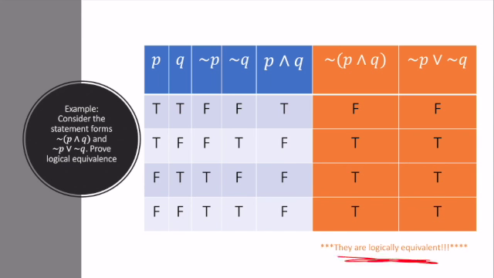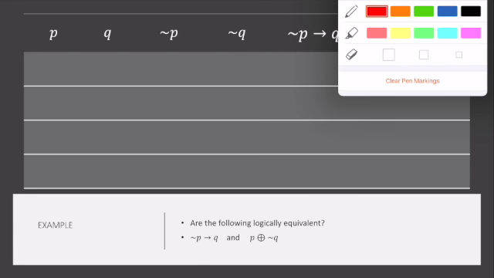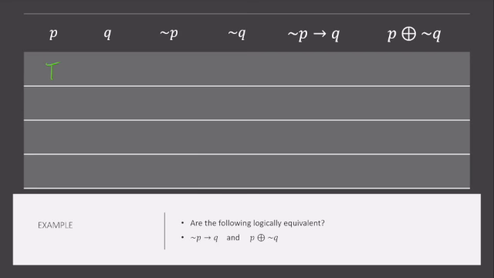Let's check out one more example. So I have, are the following logically equivalent? Not P implies Q, and P exclusive or not Q. So let's go ahead and fill out this table. True, true, false, false, true, false, true, false. Now I have every possible combination of true and false for my statements P and Q.